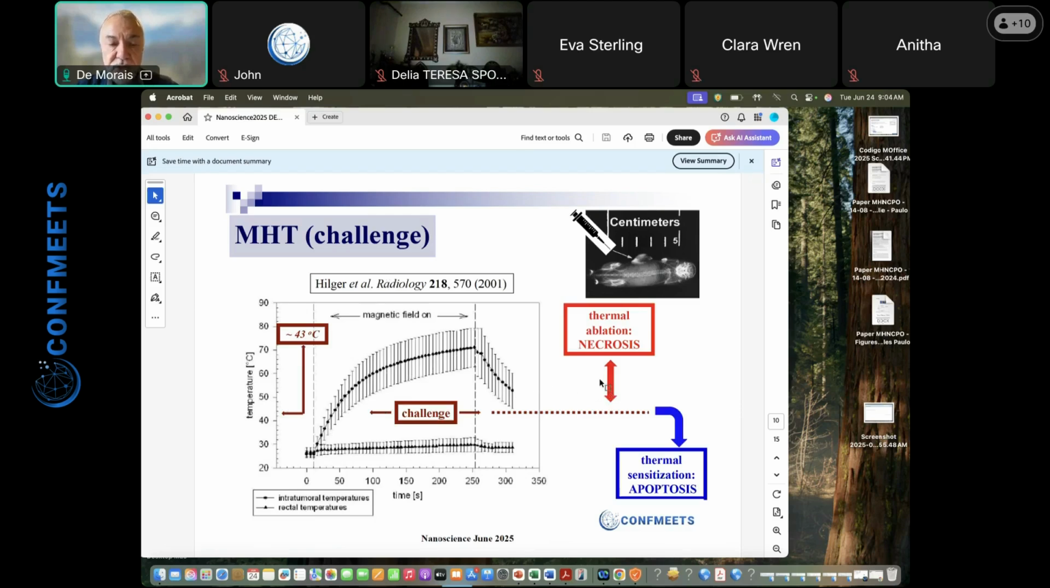Above this border, around 43 centigrade, we actually perform thermal ablation. So we perform necrosis in the cells, in tissues. However, around 43 degrees centigrade, we perform thermal sensitization, and that leads to cell apoptosis. This is the main point that we want to target. Actually, we want to use magnetic hyperthermia to trigger the apoptosis of the cells.